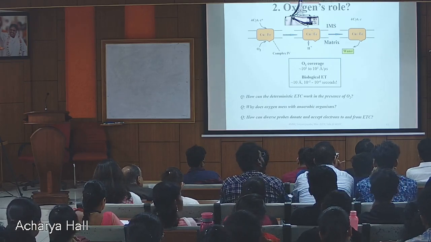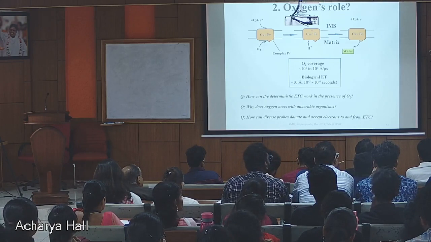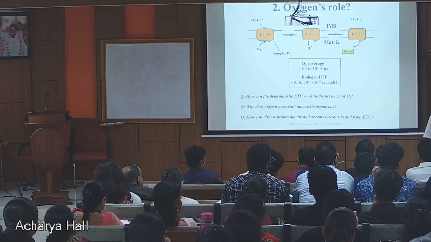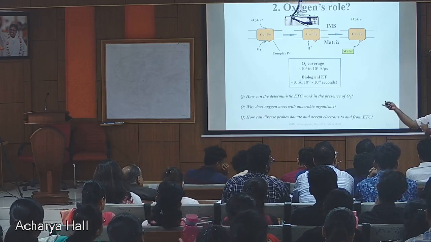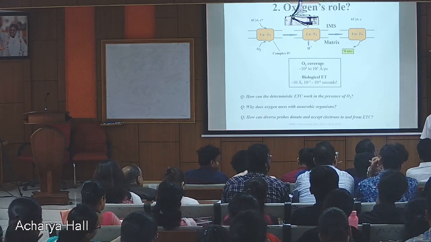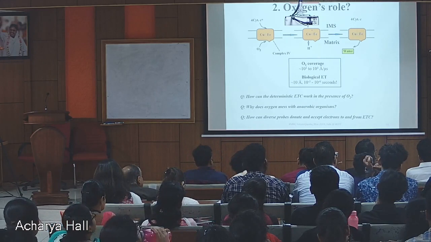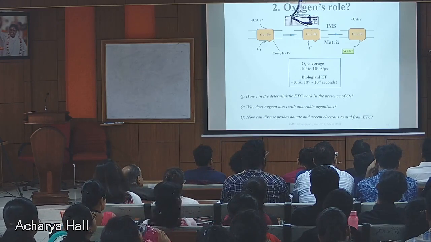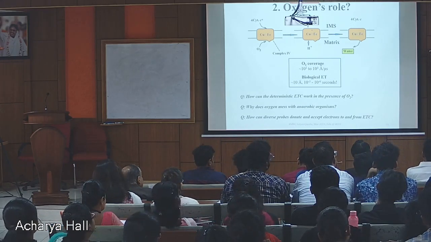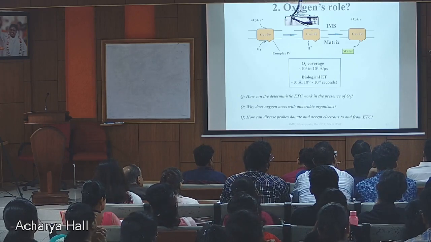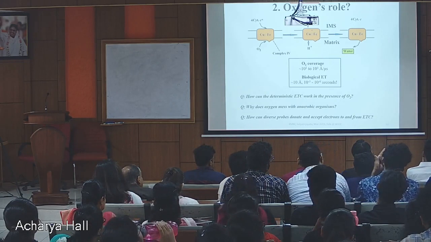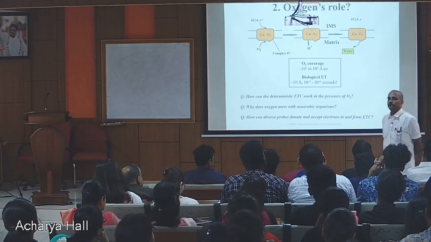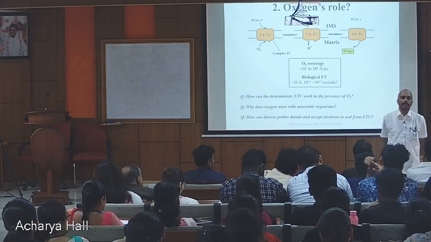Don't you think? Oxygen is highly electronegative. It wants the electron. I told you oxygen plus electron is minus 250 kilojoules to make superoxide. Why should a chemical give an electron? I will not give to oxygen. No, I will not give. It cannot. It is not within that.